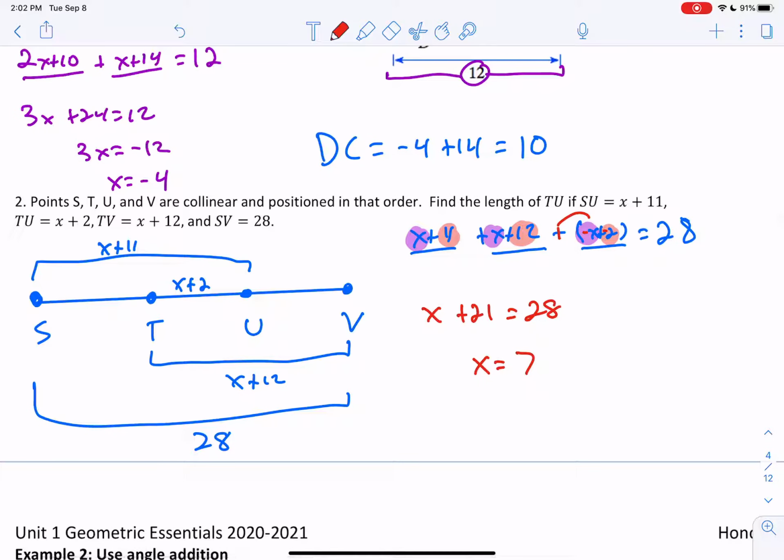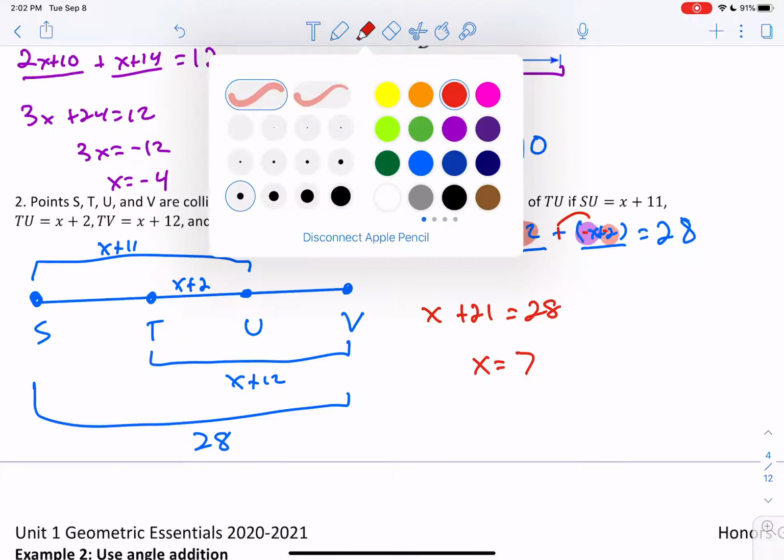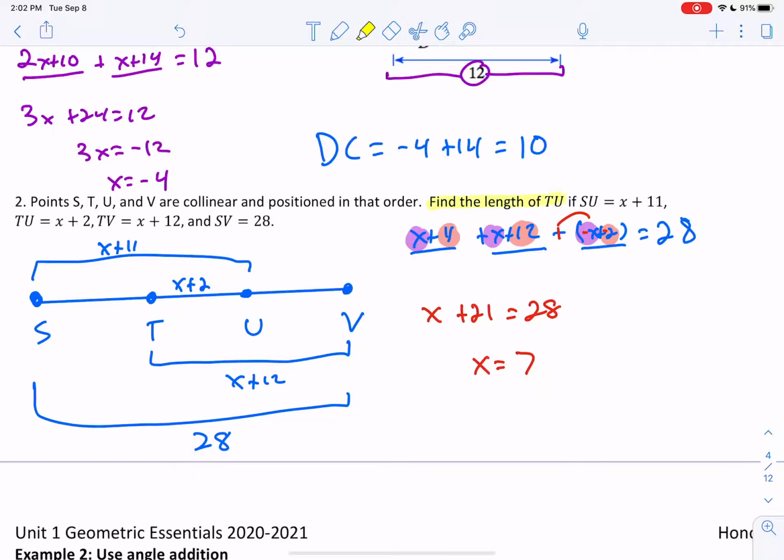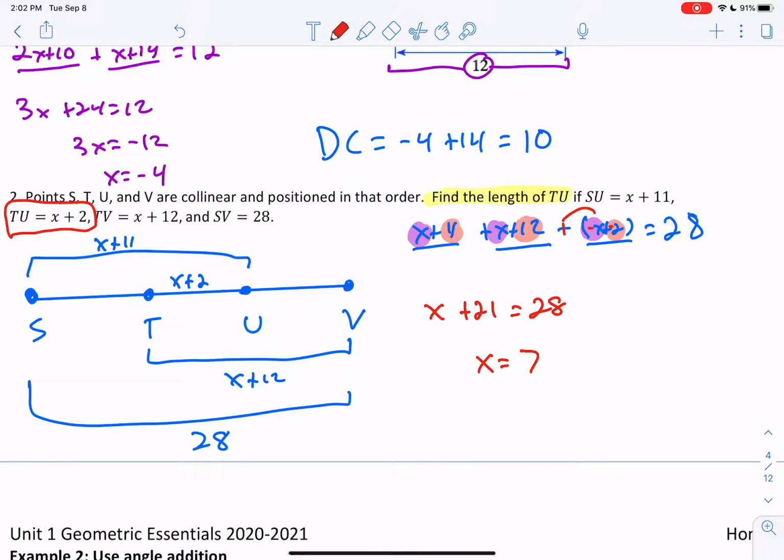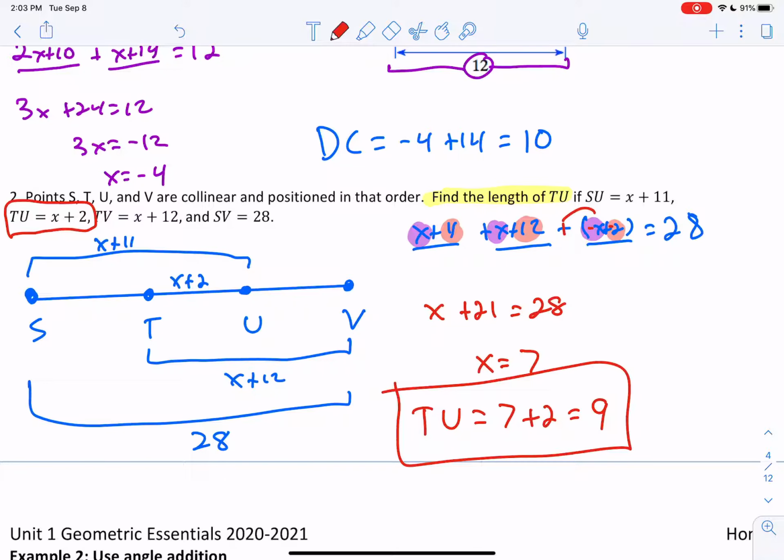All right, so now if I go back up and look at the problem being asked, I want to find the length of TU. This is what it's asking us for in the direction. So make sure we go back and find TU. TU is given to us right here as X plus 2. So I'm going to say TU equals X, which is 7, plus 2, which is going to be 9. TU equals 9 in this case.